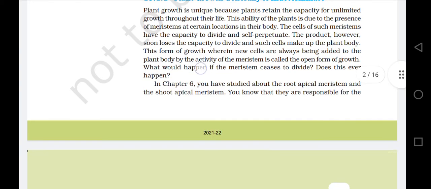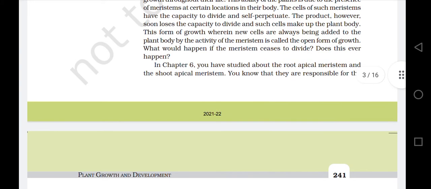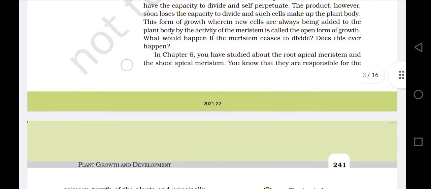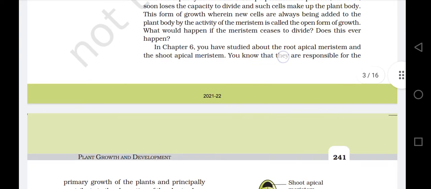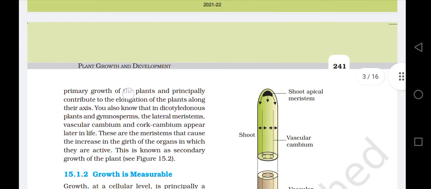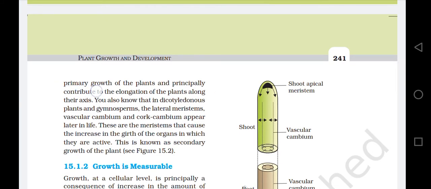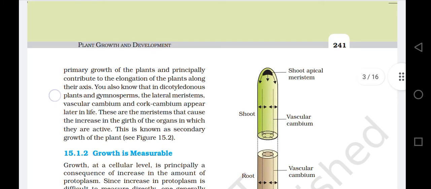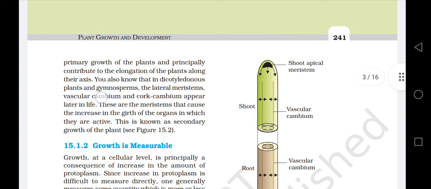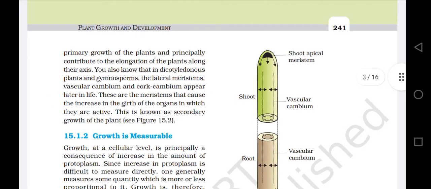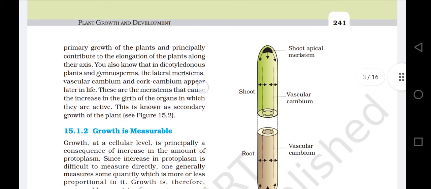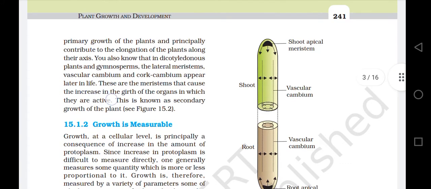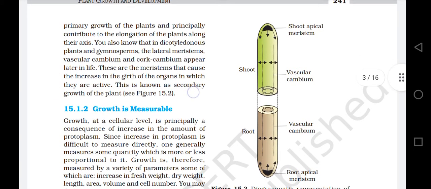What would happen if meristem ceases to divide? Does this ever happen? In Chapter 6, you have studied about the root apical meristem and the shoot apical meristem. You know that they are responsible for the primary growth of the plants and principally contribute to the elongation of the plants along their axis. You also know that in dicotyledonous plants and gymnosperms, the lateral meristems, vascular cambium and cork cambium, appear later in life. These are the meristems that cause the increase in girth of the organ in which they are active. This is known as secondary growth of the plant. See Figure 15.2.